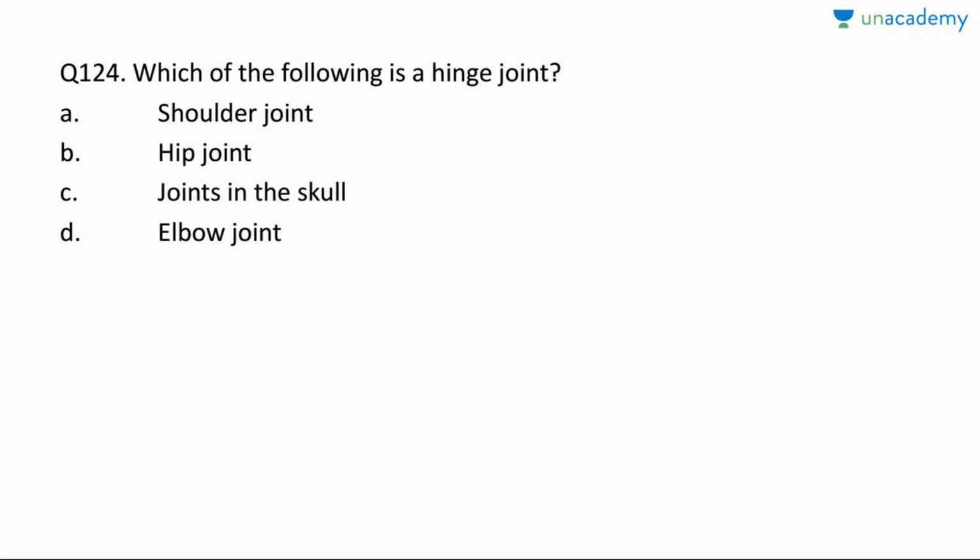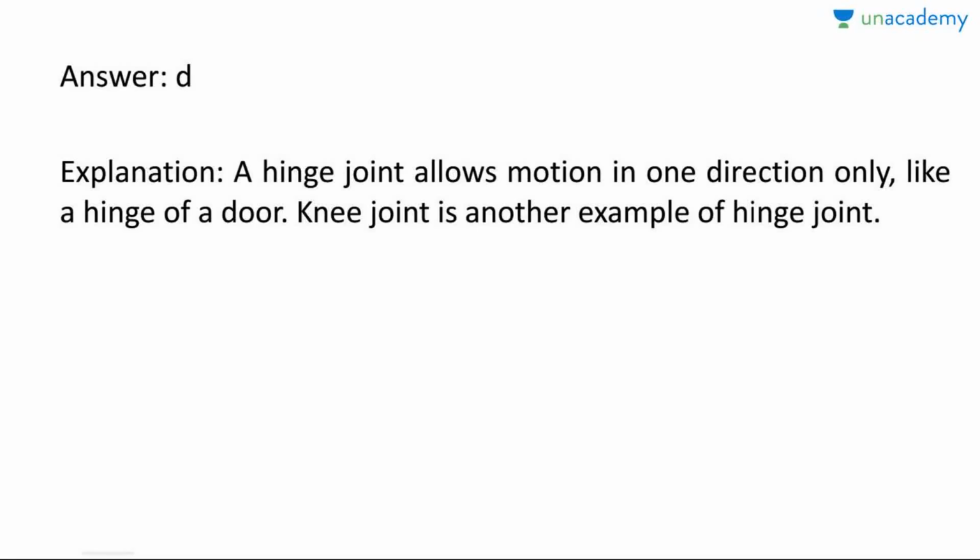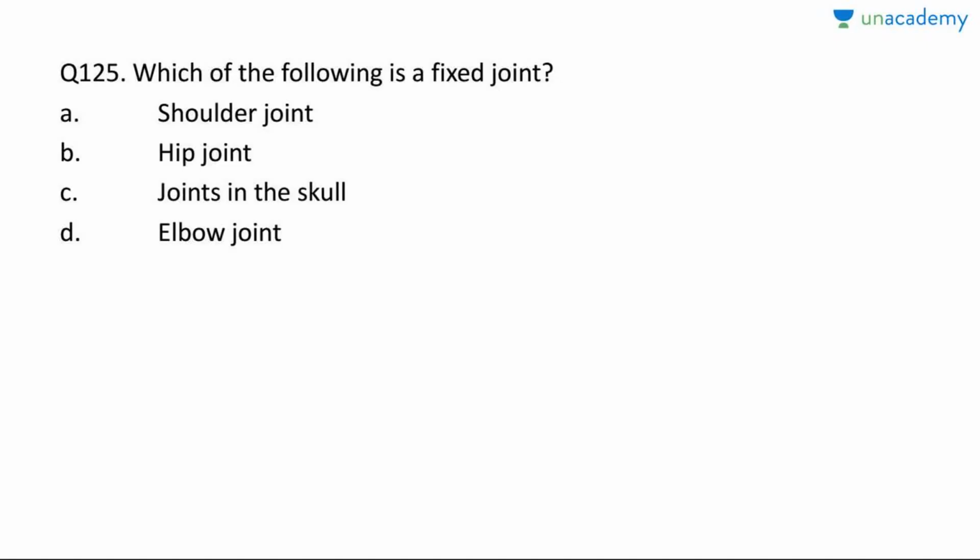Which of the following is a hinge joint? Now a hinge joint is a joint which allows movement in one direction only. Like a door is hinged to the wall, right? So, on one end. So it can move only in one direction. So knee joint is another example of a hinge joint. Here the answer is elbow joint. So elbow joint, you can only move in one direction. You cannot move in any other direction. Here the answer is D. So elbow joint, knee joint, they are examples of hinge joints. Hinge joints allow motion in only one direction, like the hinge of a door, and knee joint is another example of a hinge joint. Okay.